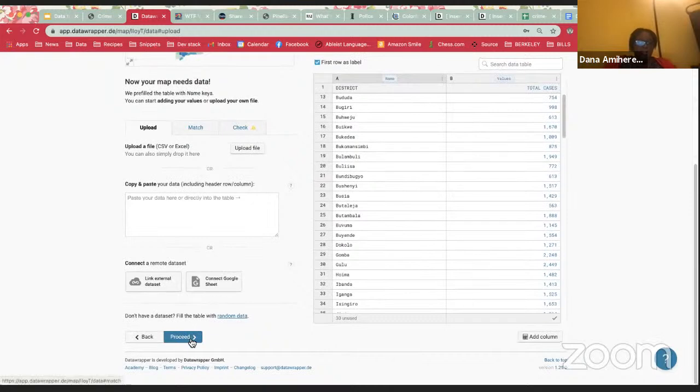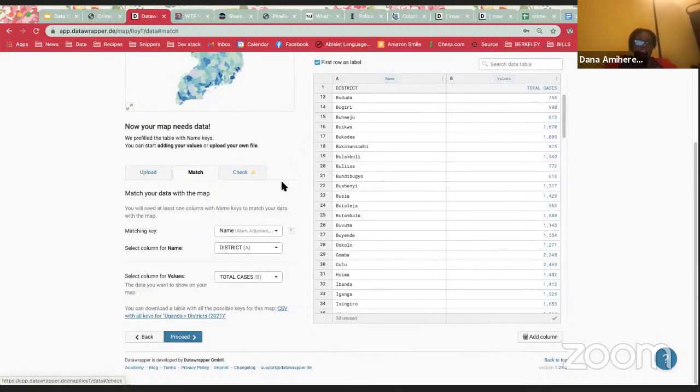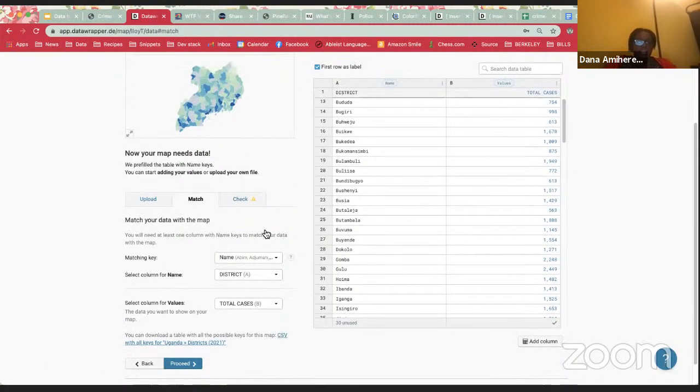So I'm going to click proceed. And it's just going through the tabs now. It's telling me here, match the data with your map. So what it's doing is it's saying the matching key is this name column, and that's the district. So it's matching the districts in Data Wrapper into the district column that we pasted in. And we know that because we did that intentionally. That's what we were matching on when we were comparing in the data set. And then select the column for name, that's the district that we've got here from our data set. And then the column for values is total cases that we've got here.